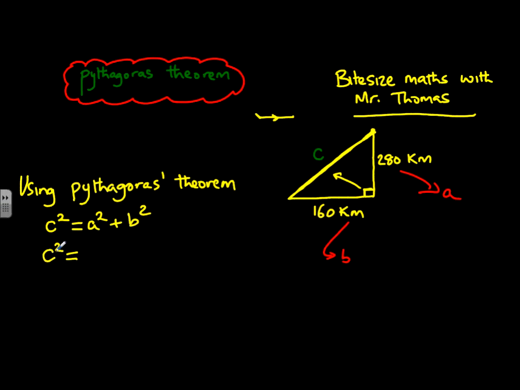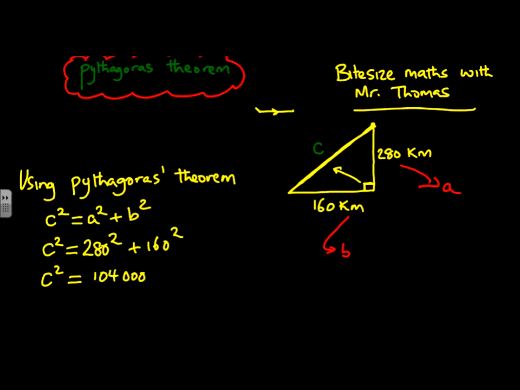We have c squared equals a squared, which is 280 kilometers squared, plus 160 kilometers squared. Now those are two very big numbers, so you will have to calculate that on your calculator. So if I calculate those on my calculator, I get c squared is equal to 104,000 kilometers squared.